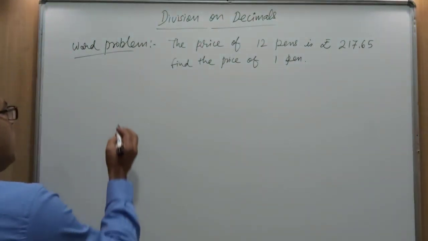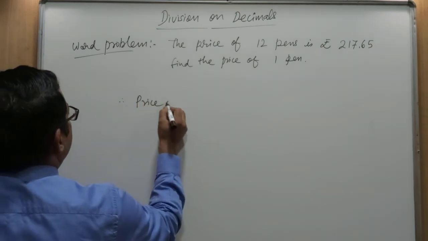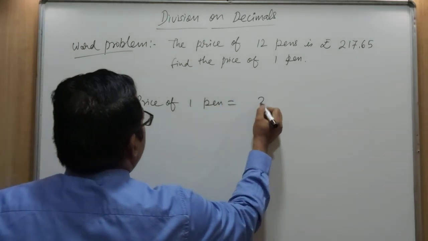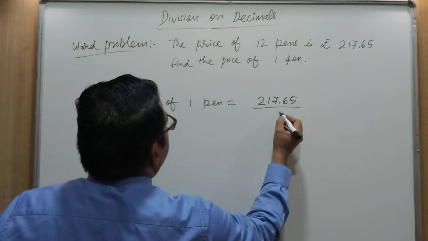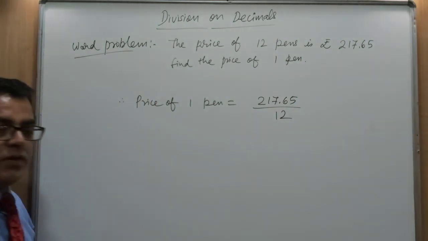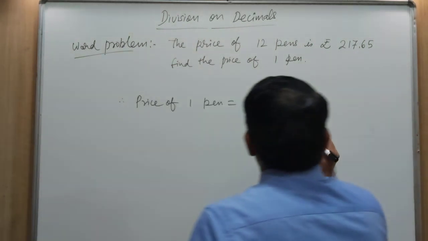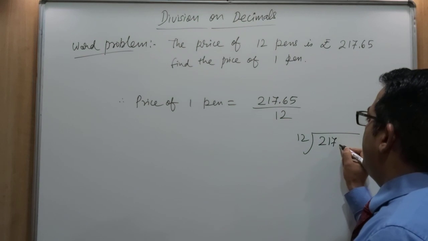So what to do now? So the cost or price of 1 pen will be 217.65 divided by 12. We need to divide it. How can we divide now? It's very simple now. You all know how we can divide it.